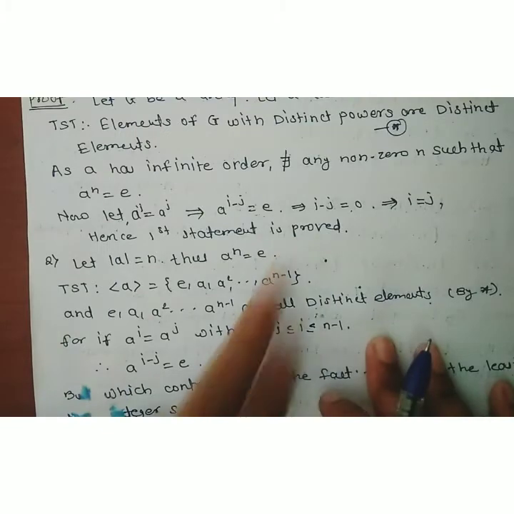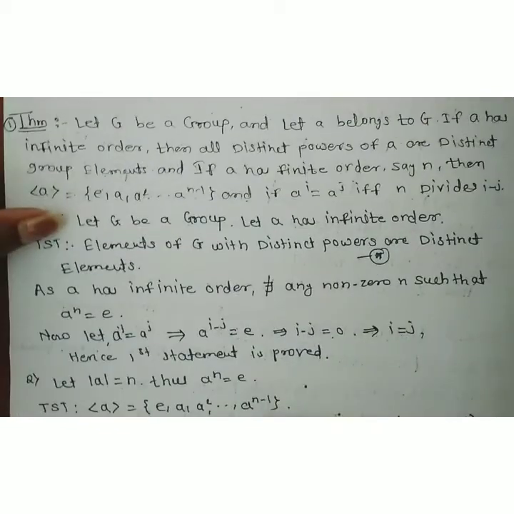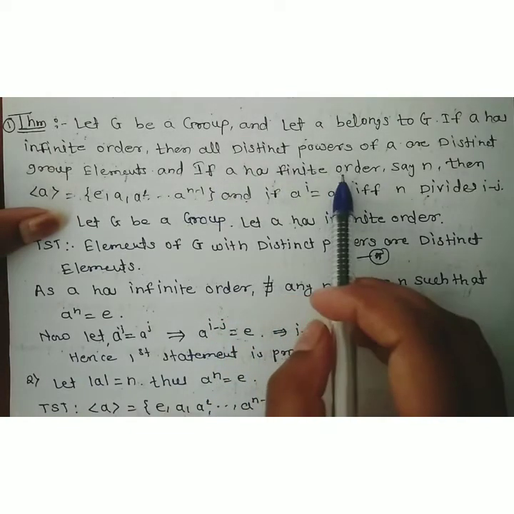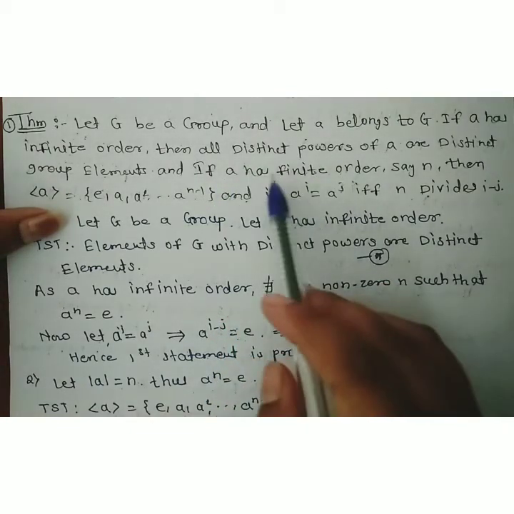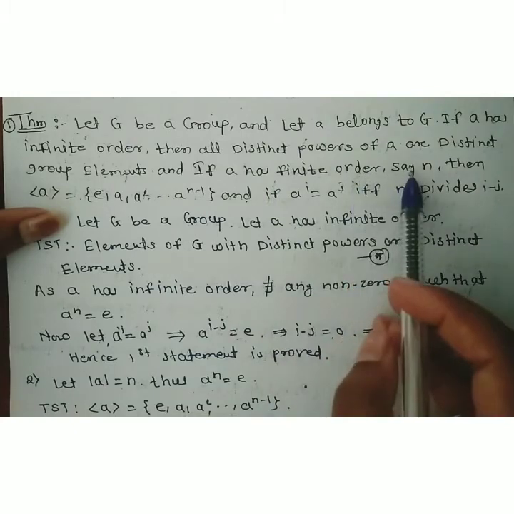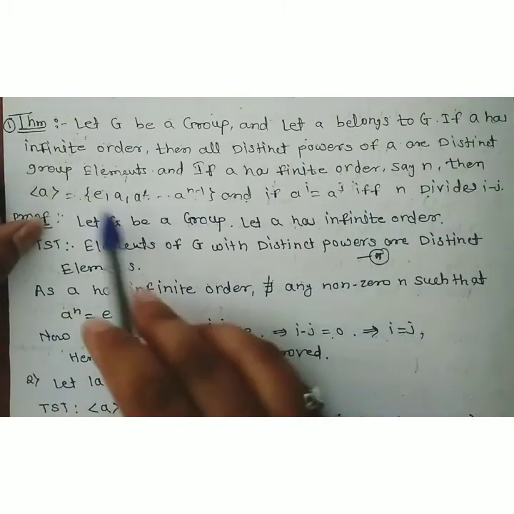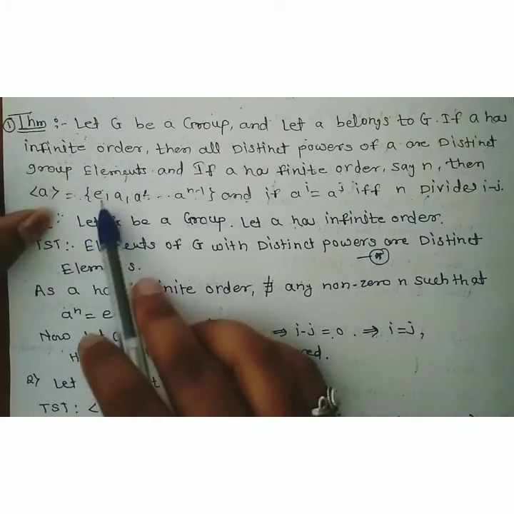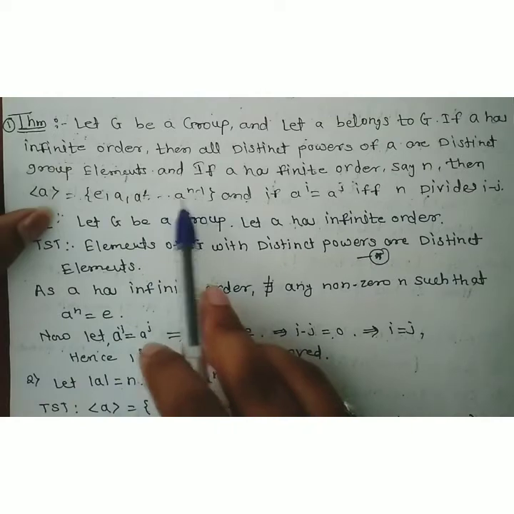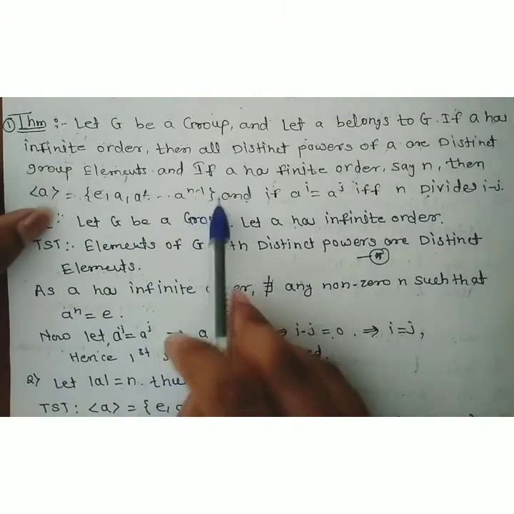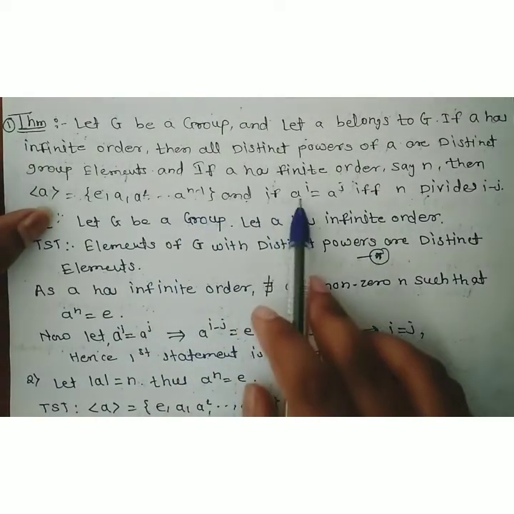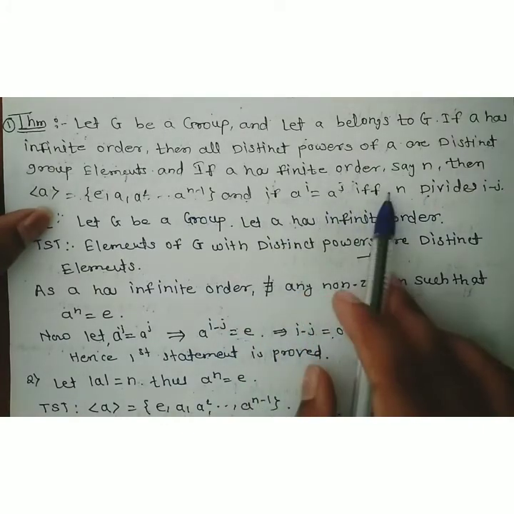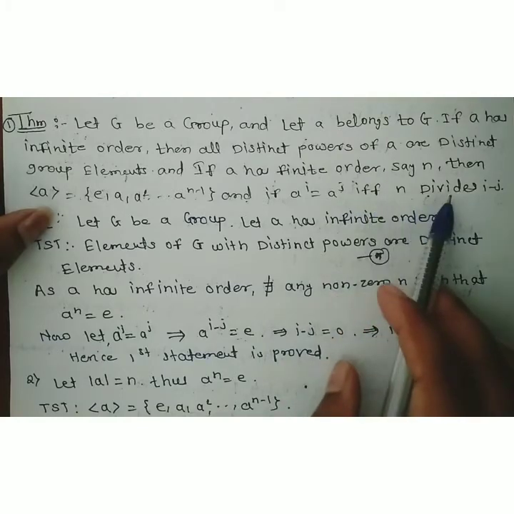Now we have to show the second part of the theorem. What is given in the second part? Suppose A has a finite order, say n. Then we have to show that the set generated by A is equal to a, a square, and so on up to a to the power n minus 1. And we have to show that a raised to i is equal to a raised to j if and only if n divides i minus j.